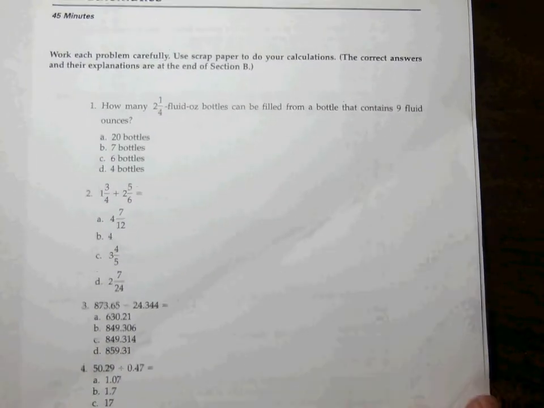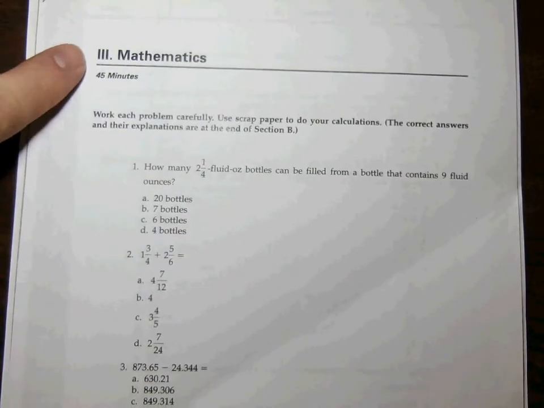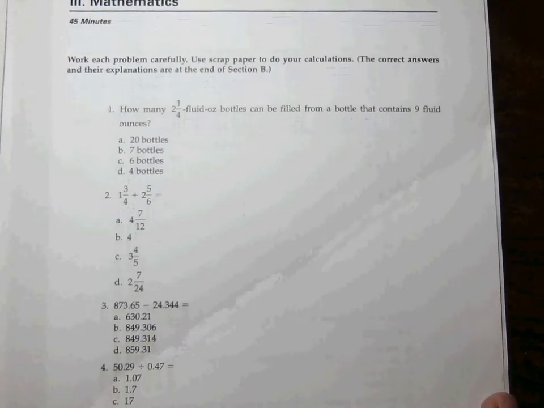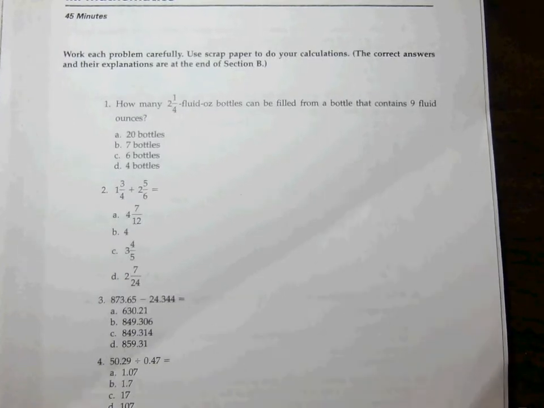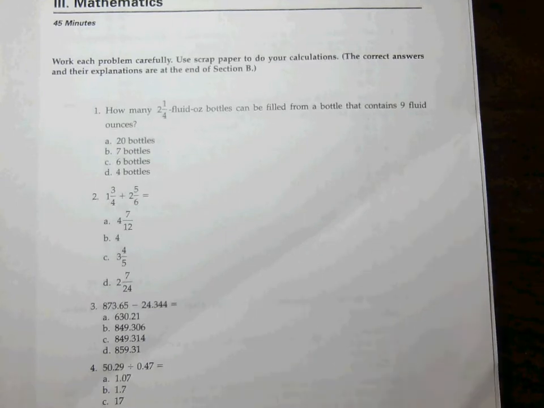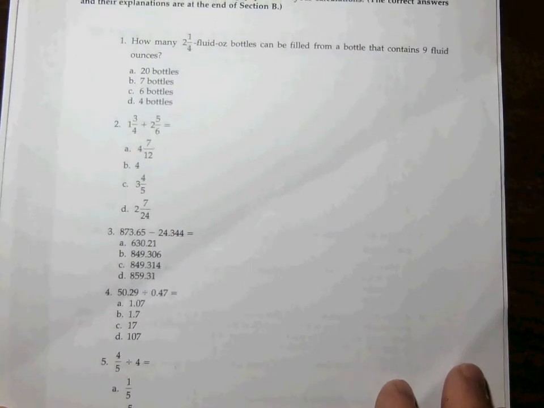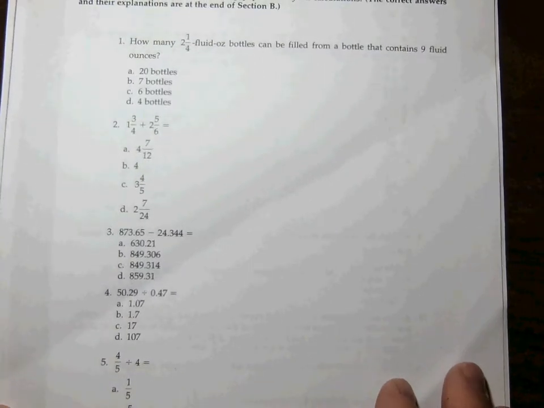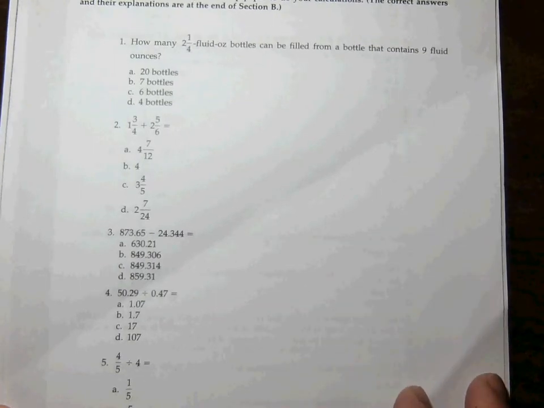Number 1, this is what I call test number 3. There's 4 tests in that study guide, and the first one we did was test number 2, so here's test number 3. How many 2 1/4 fluid ounce bottles can be filled from a bottle that contains 9 fluid ounces? Of course, feel free to pause as long as you need on these. Number 2. 1 3/4 plus 2 5/6. Number 3.